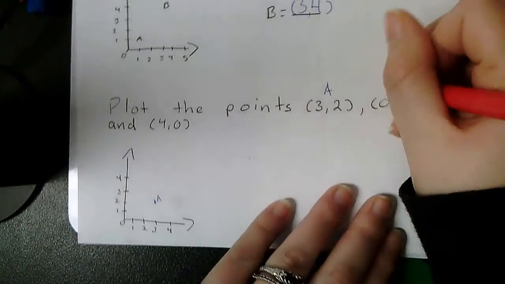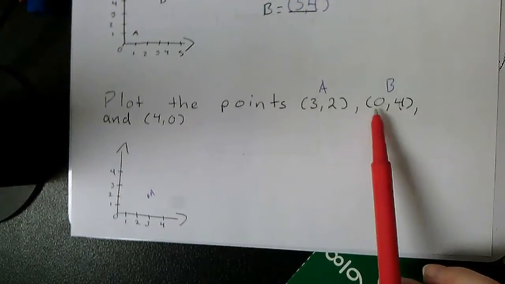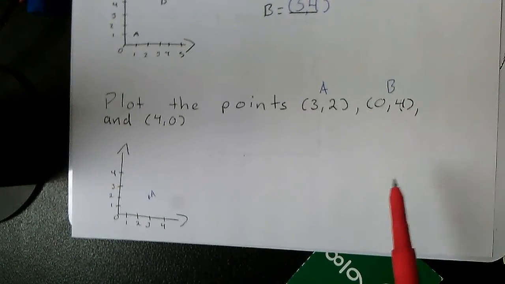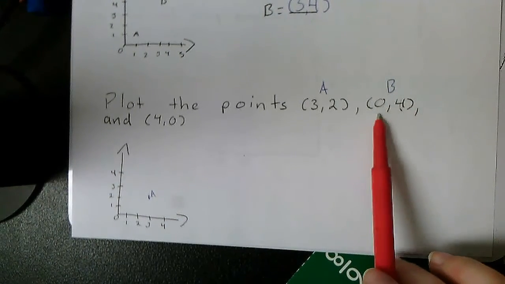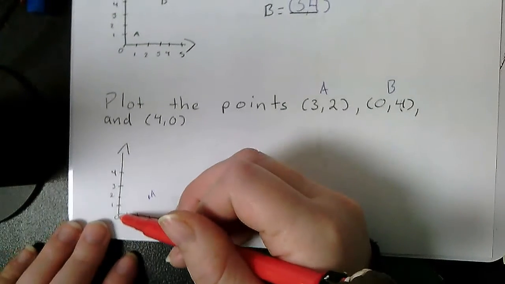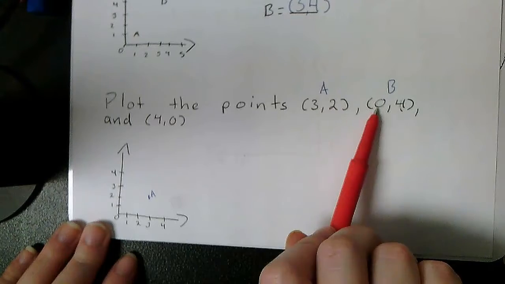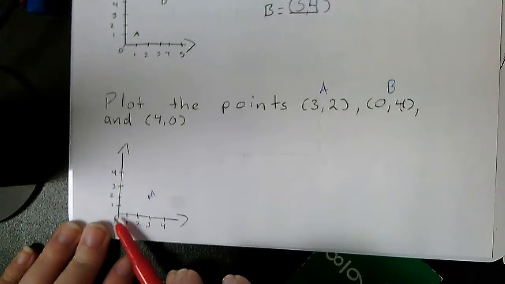Now let's say our next point is going to be called point B. For point B, I have an x-coordinate of just 0 and a y-coordinate of 4. If you ever have an x-coordinate that is 0, what that means is that you are not moving right at all. You're moving over to the right on the x-axis, not at all. So we're just going to stay right here.